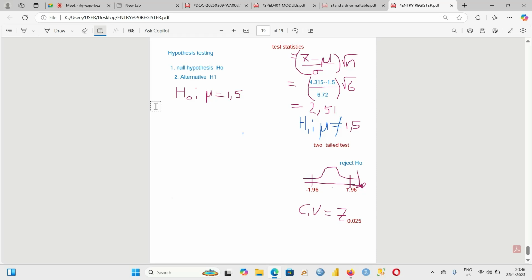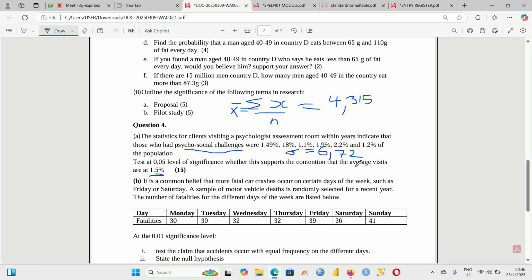We are done. So that is hypothesis testing. We have finished this question worth 15 marks. I will send you a similar question after you have watched the video.